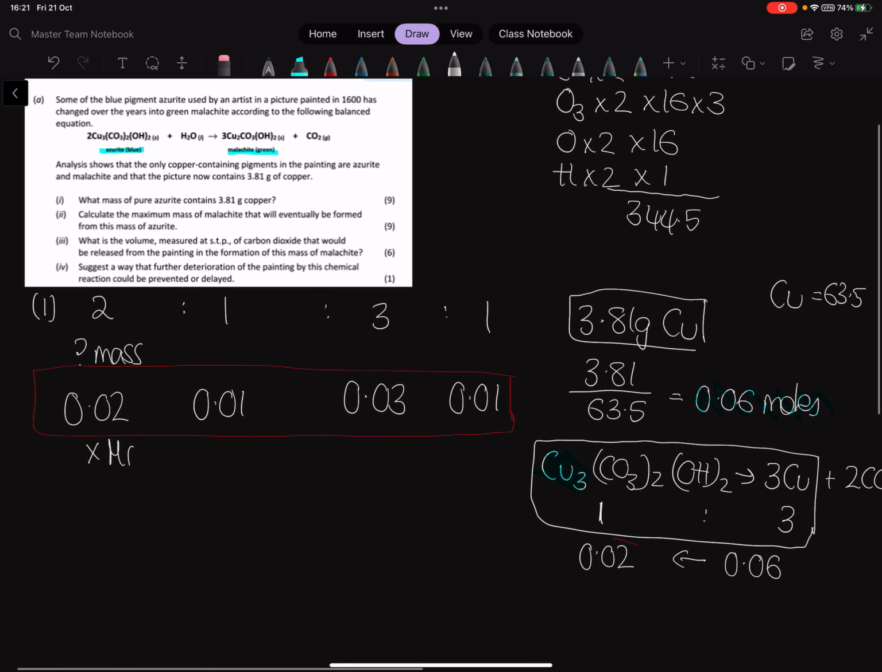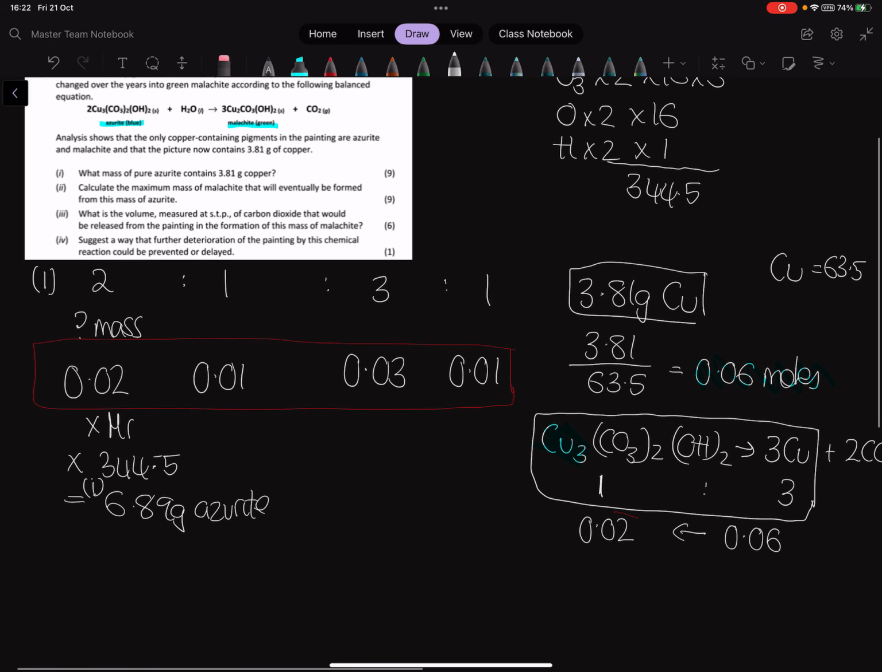344.5. So we're going back to our 0.02, and we're multiplying it by 344.5. And when we do that, we are getting 6.89 grams of azurite. So this was the answer to part 1. In part 2, it says, calculate the maximum mass of malachite that will eventually be formed. So we are now looking at these number of moles, apologies. We're looking for these number of moles over here, 0.03 moles.